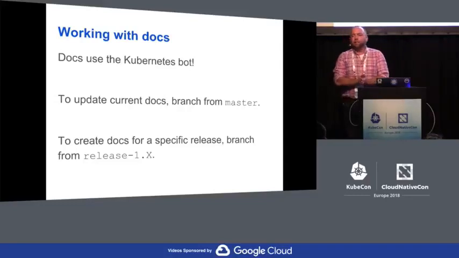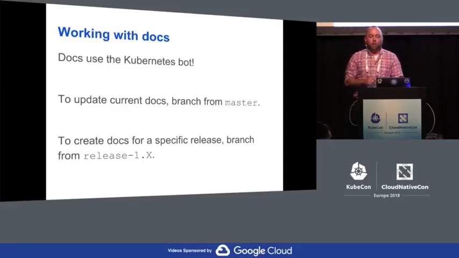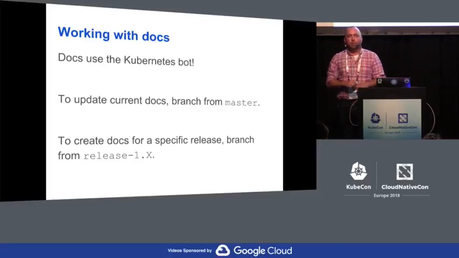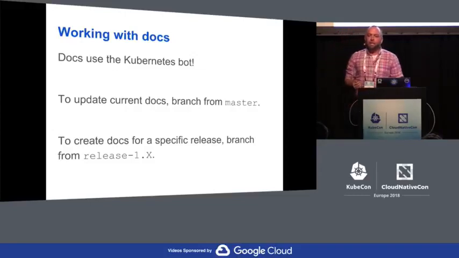So here's the main difference in working with Kubernetes documentation as opposed to any other Kubernetes repository. In order to update current docs, branch from master. I understand that in other Kubernetes repositories, changes to master do not immediately go live. In Kubernetes website, pull requests that are merged to master immediately go live to the website.